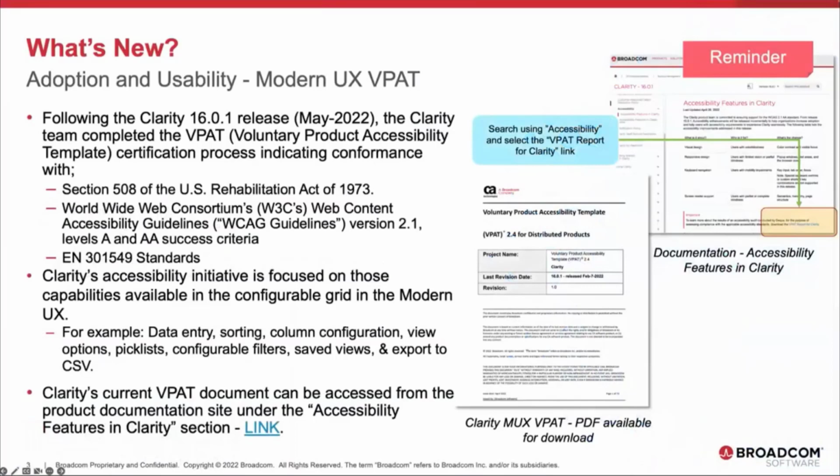Following the Clarity 16.0.1 release, which occurred in May of 2022, the team completed the VPAT certification process, which indicates conformance with Section 508, the main accessibility act for the U.S., WCAG 2.1 Levels A and AA success criteria, and the EN 301 549 standard, which is the European standard for digital accessibility.